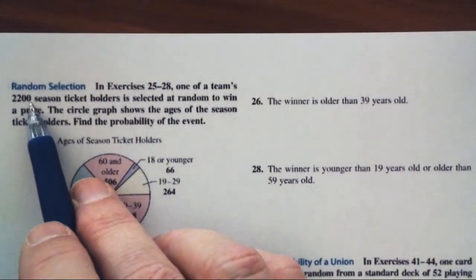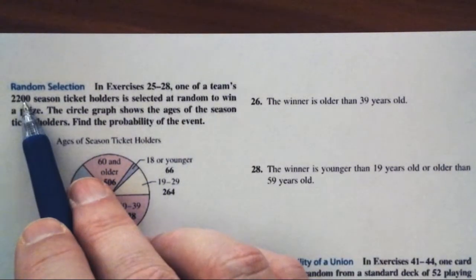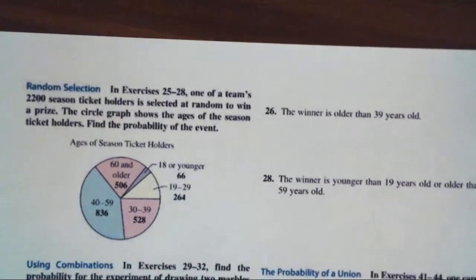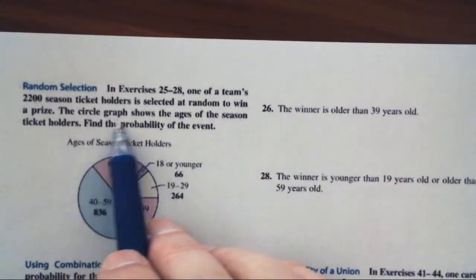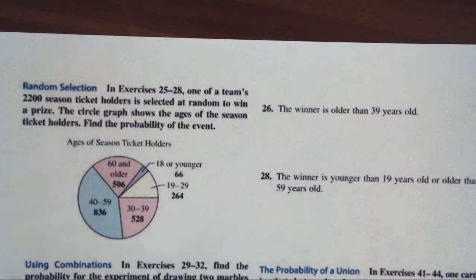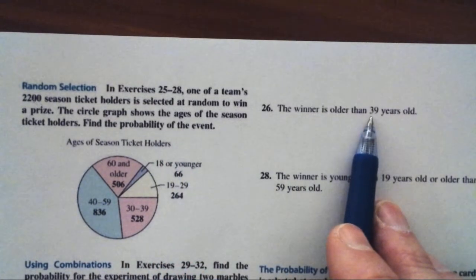One of the team's 2,200 season ticket holders is selected at random. We got 2,200 total. They're pretty much telling us that's probably a denominator. Is selected to win a prize. The circle graph shows the ages of the season ticket holders. Find the probability of the event. The winner is older than 39.